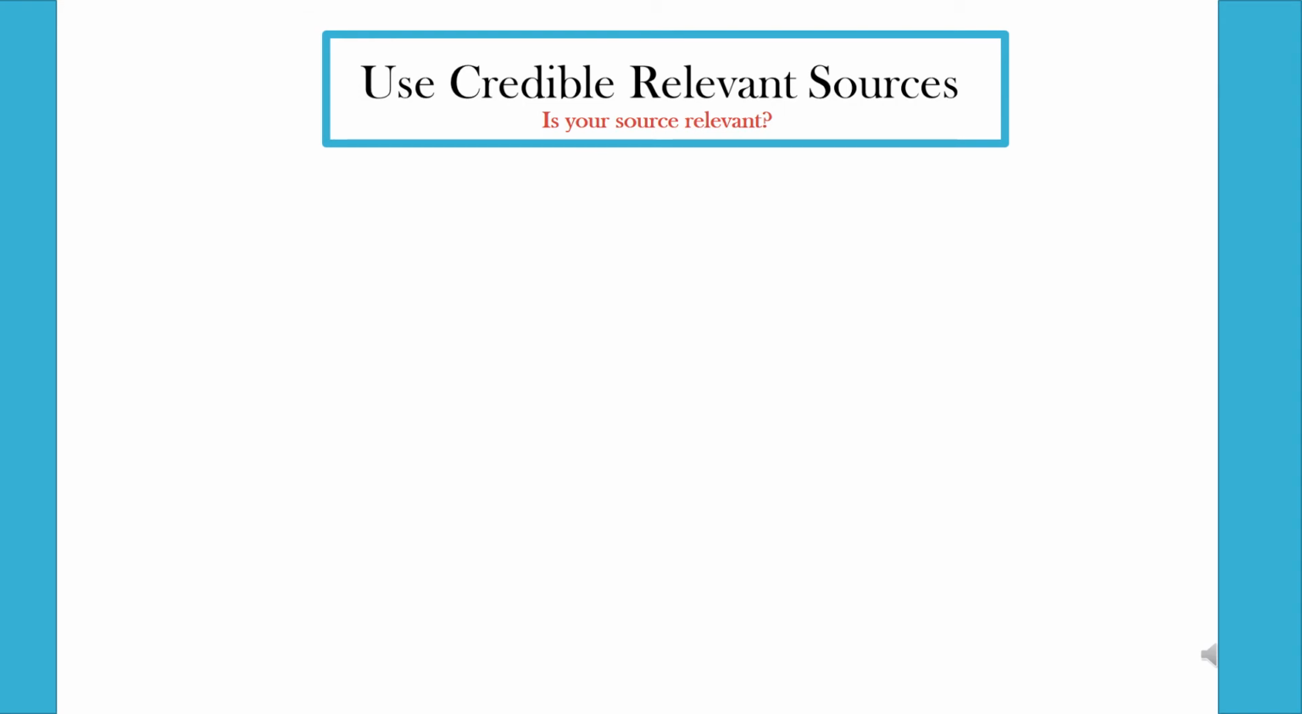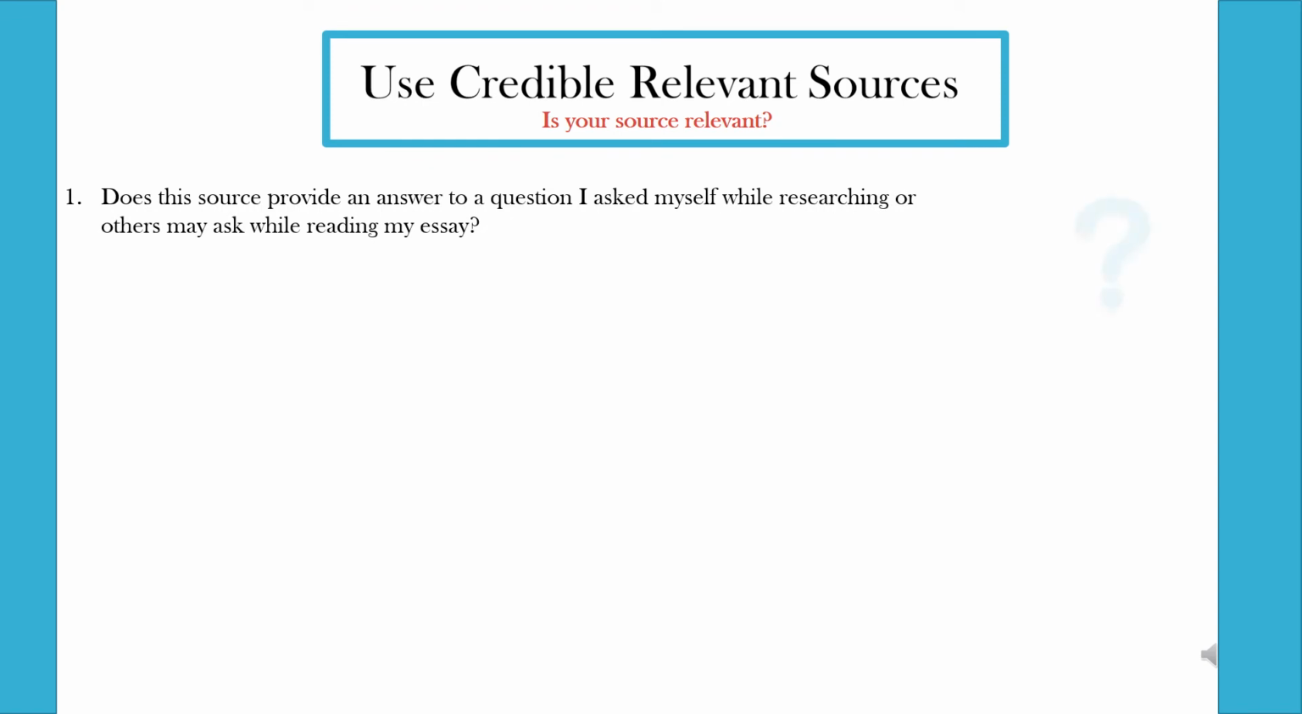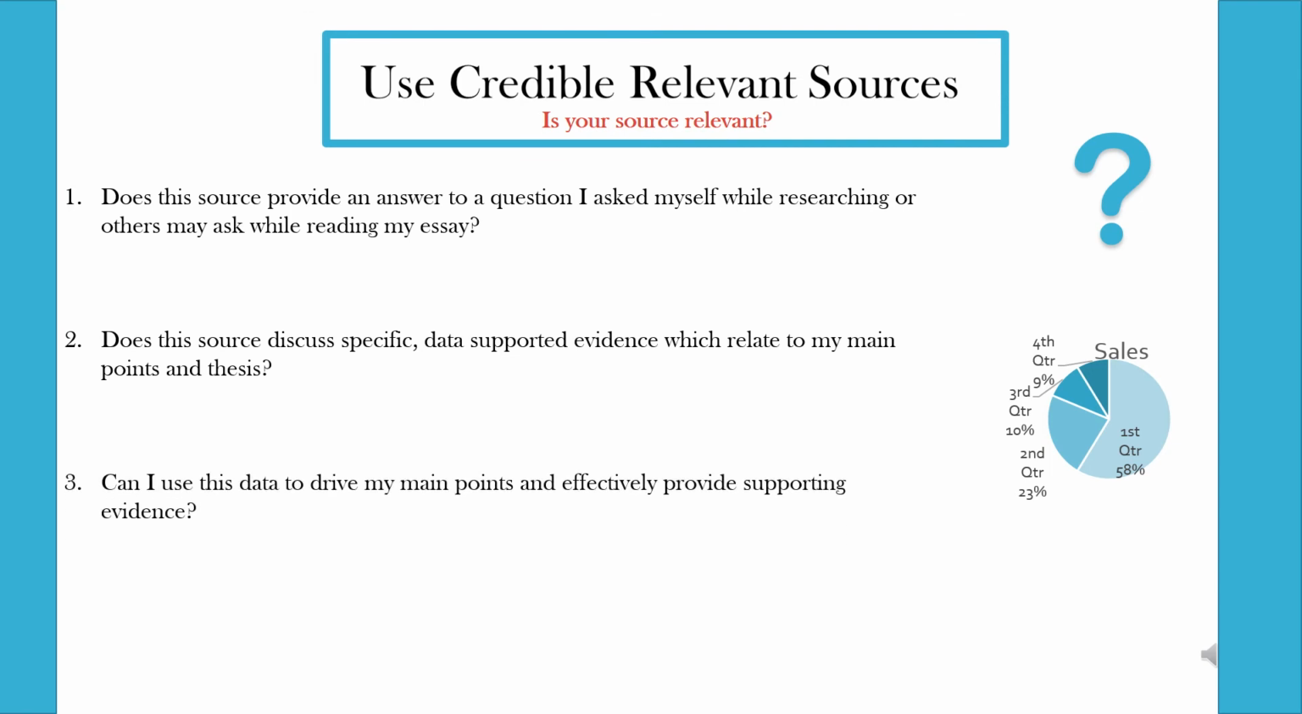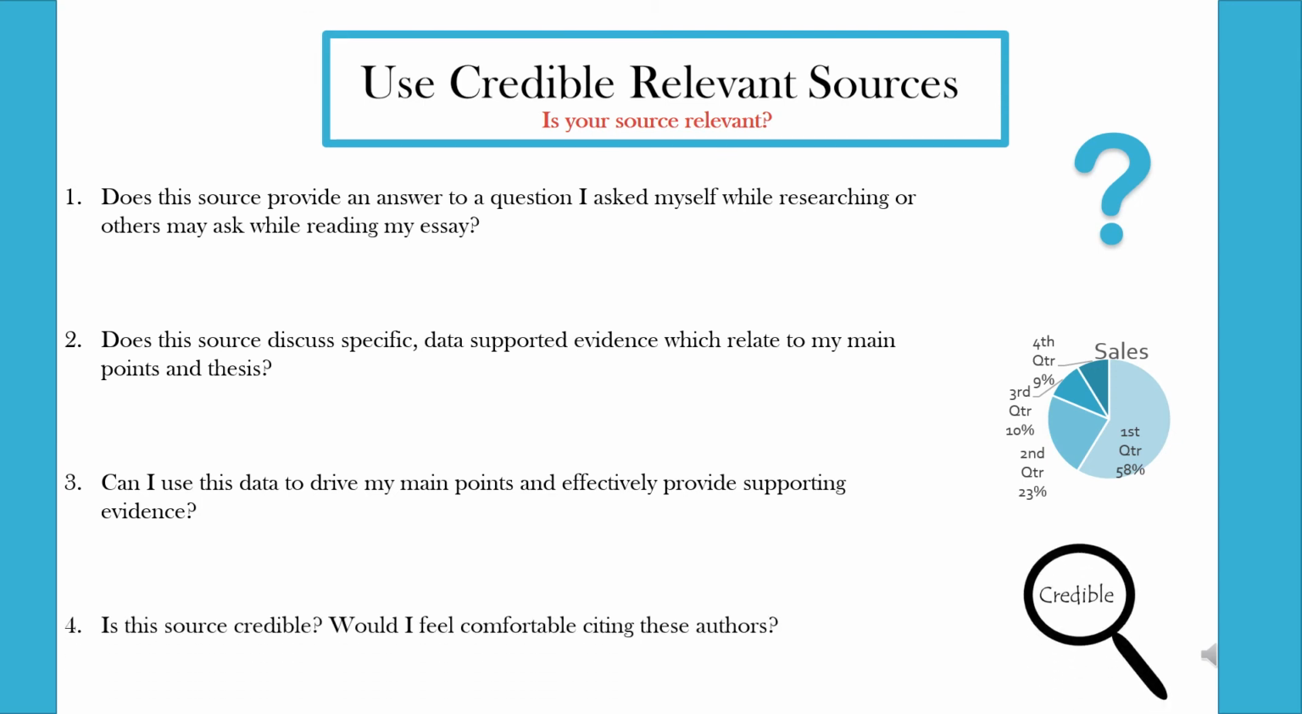Before using a source, you also need to make sure that that source is relevant to your topic. Here's some questions you can ask yourself to determine a source's relevancy. Does the source provide an answer to a question that I have asked myself while researching, or that others may ask while reading my essay? Does the source discuss specific data with supported evidence which relate to my points and thesis? Can I use this data to drive my main points and effectively provide supporting evidence? And is the source credible? And would I feel comfortable citing these authors?